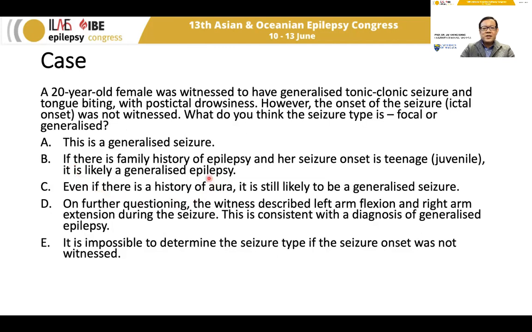C, if there is a history of aura, and as I mentioned, aura is suggestive or supportive of a focal onset, then it is unlikely to be a generalized seizure. Therefore, C will be wrong.